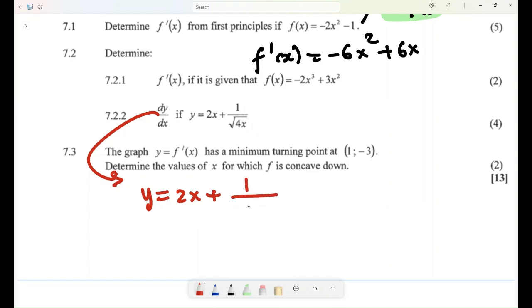So it's going to be 1 divided by... Actually, remember, this is the square root of 4x. It is the same as saying square root of 4 multiplied by square root of x, which is 2 square root of x. But now, what is square root of x? We want to remove this as a square root. So we're going to say it is x to the power of half.